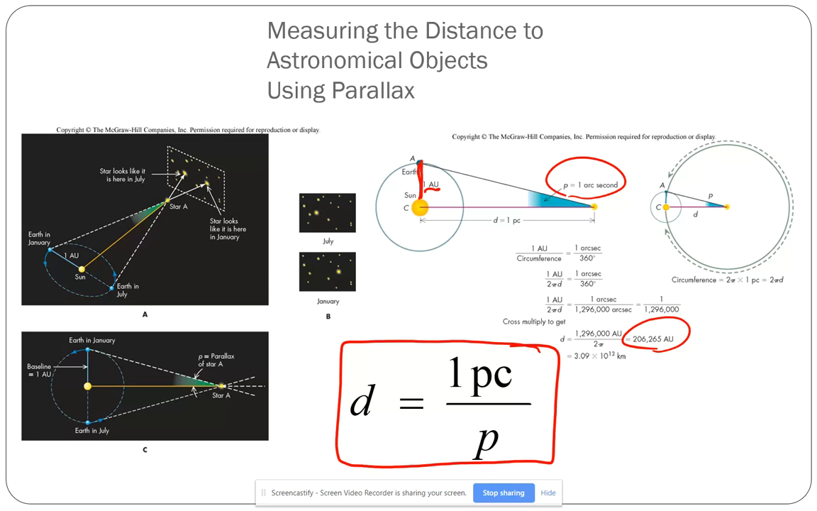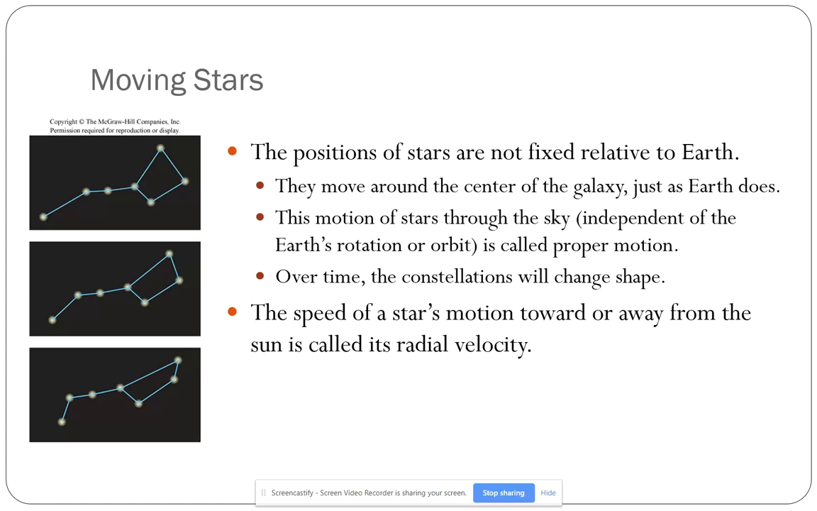Now this here is a parsec, a distance based on an angle. A light year is a distance based on the speed of light. It's the distance light travels in a year. And the two numbers are only different by a factor of 3.26. So they're pretty similar in size.